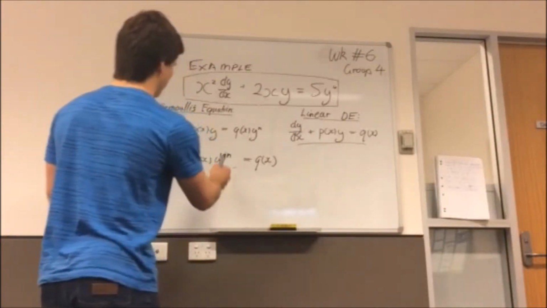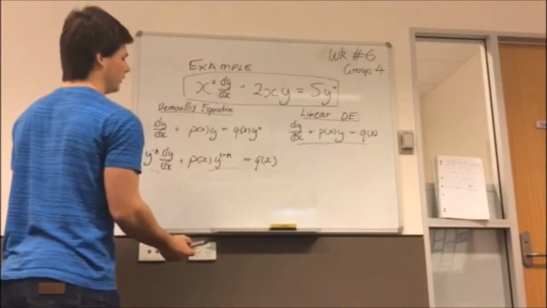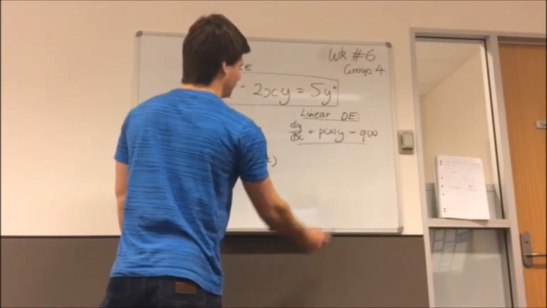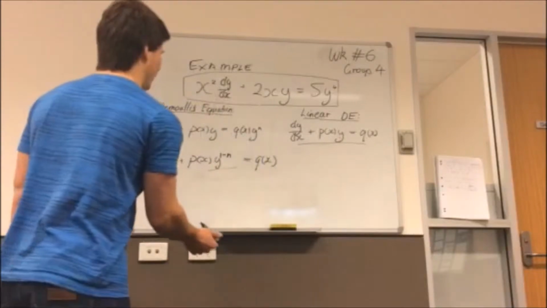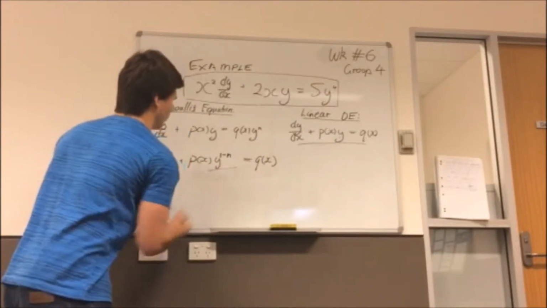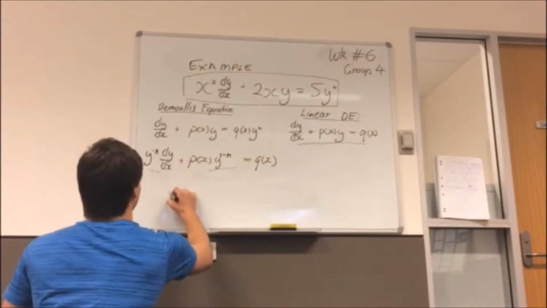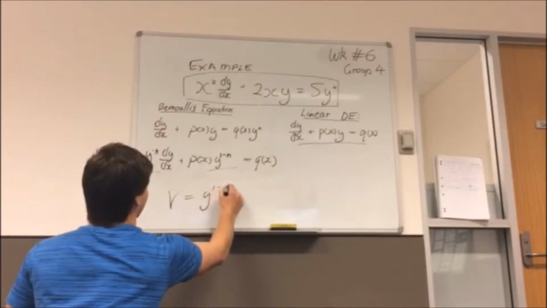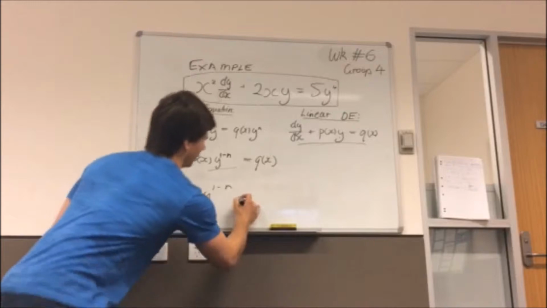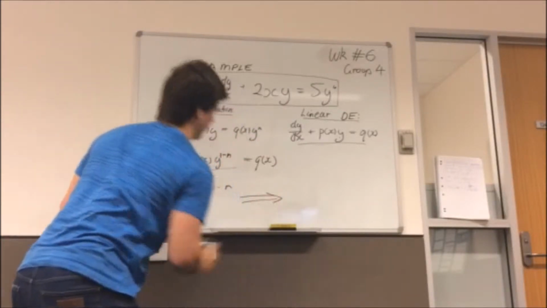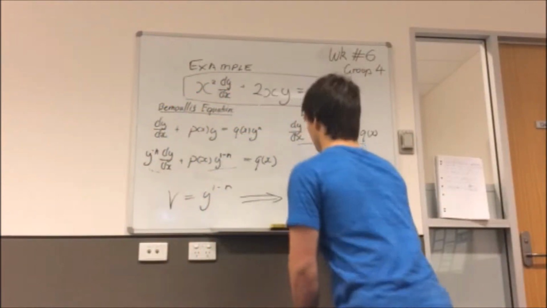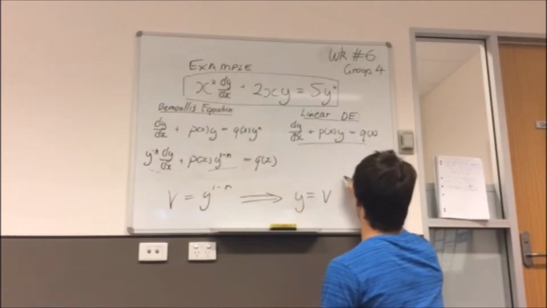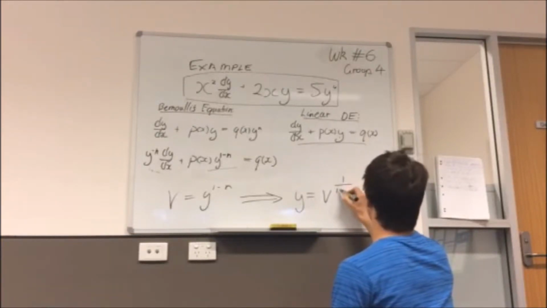That's expressed like that. So what we want to do to get it in here, where we've got a variable of degree 1, is substitute for y to the 1 minus n. So we'll use v equals y to the 1 minus n. And if we want to express this in terms of v, we can say that y equals v to the 1 over 1 minus n.